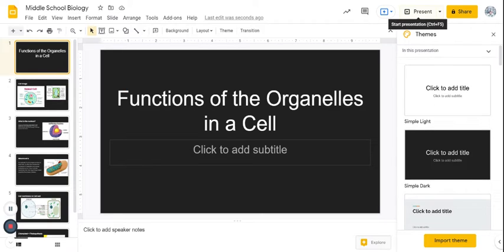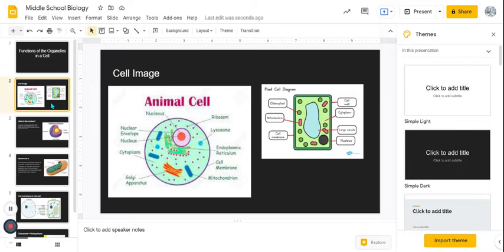Today we're going to be learning about the functions of the organelles in the cell. Let's remind ourselves that the organelles are basically the things inside the cell, like for example, the nucleus, ribosome, mitochondria, those things. Okay, they're things within these cells. That's the simplest definition you can have. Okay. Now, here's the cell image.